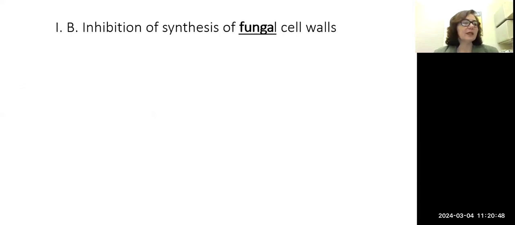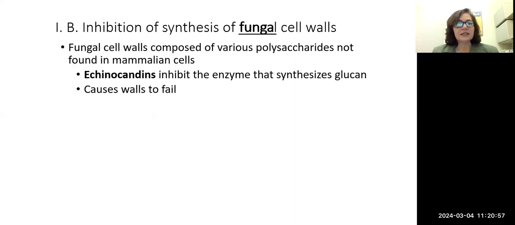Now let's move on to inhibition of the cell walls, but this time, instead of the bacterial cell walls, we're talking about fungal cell walls. Those are a little bit different. I'm not going to talk about this for very long. The fungal cell walls are composed of a variety of polysaccharides that are not in mammalian cells, so we can use those as the targets. Medications called echinocandins inhibit the enzymes that synthesize glucan, the polysaccharide. And just like what we talked about with the drugs against bacteria, it causes the cell wall to fail.